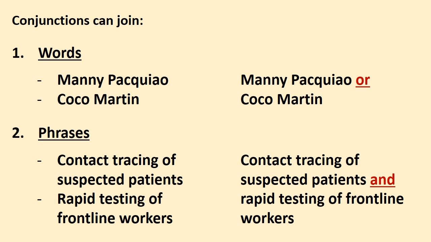Observe the examples. Conjunctions can join: 1. Words. Manny Pacquiao, Coco Martin. Manny Pacquiao or Coco Martin. 2. Phrases. Contact tracing of suspected patients. Rapid testing of frontline workers. Contact tracing of suspected patients and rapid testing of frontline workers.